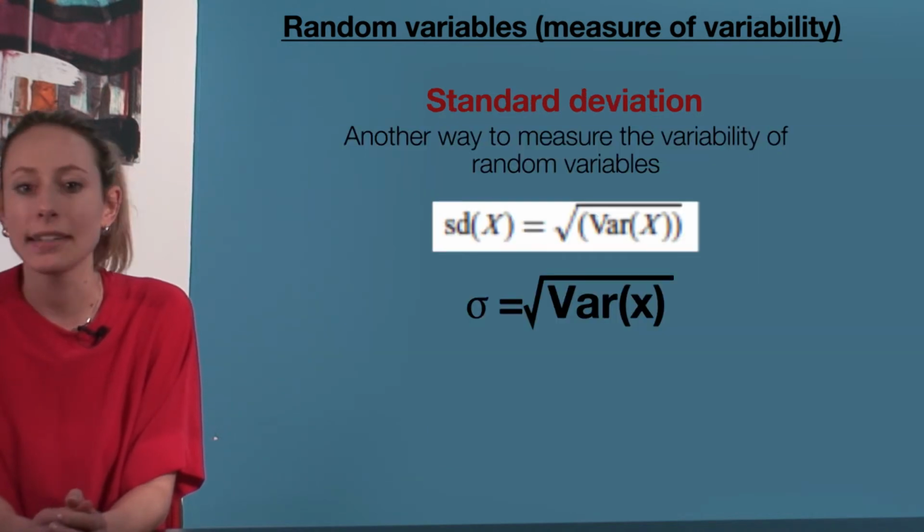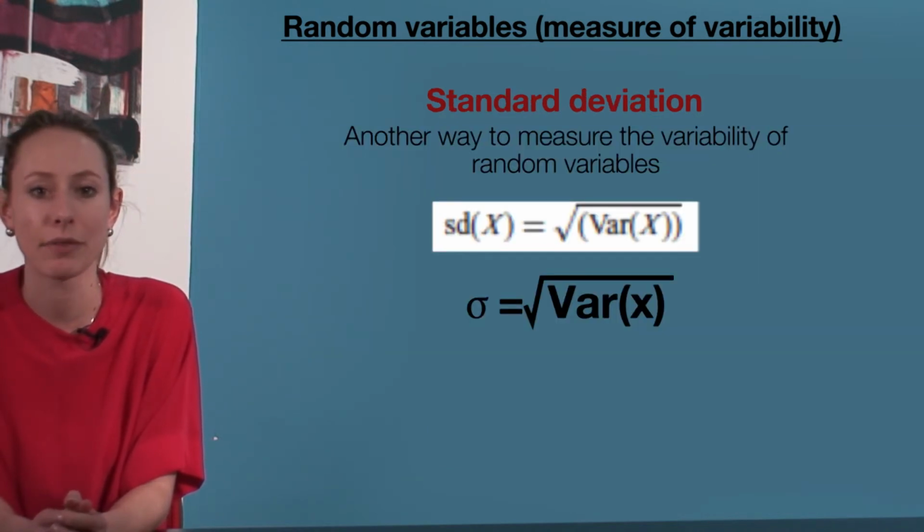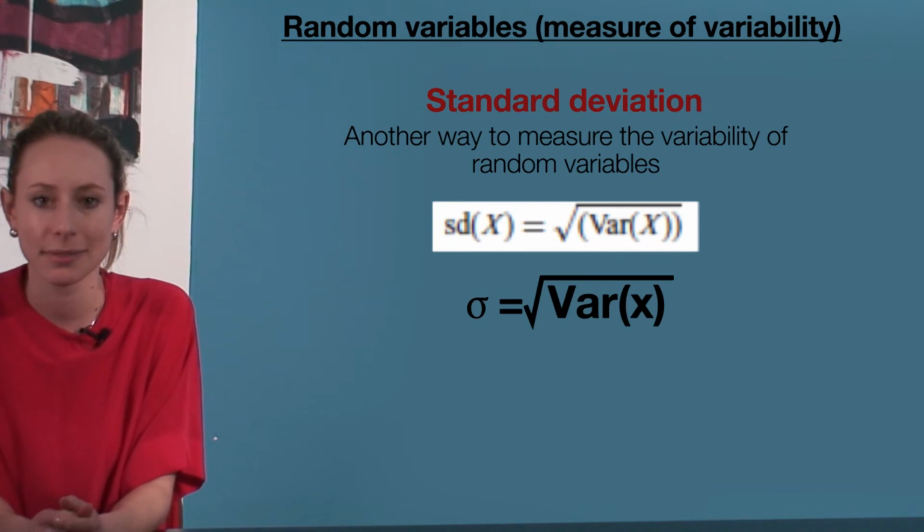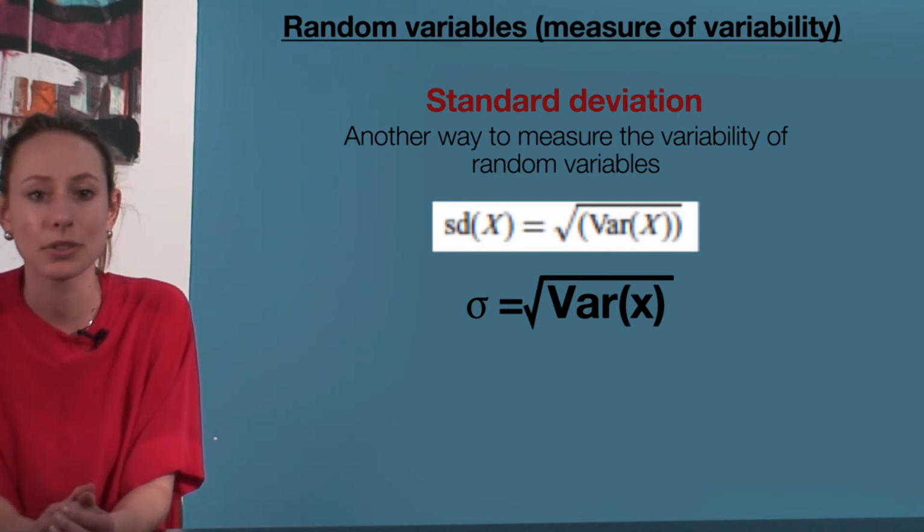Standard deviation is another way to measure the variability of random variables, and it is used to measure the spread of a unit. It is found by taking the square root of the variance. The standard deviation, usually denoted sigma, is equal to the square root of the variance of x.